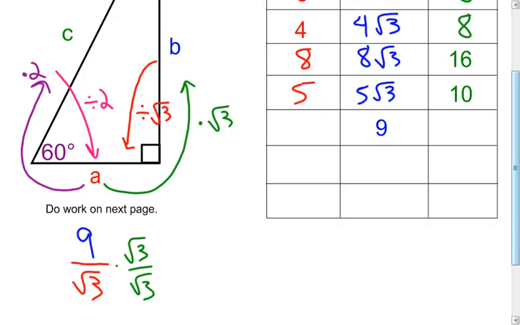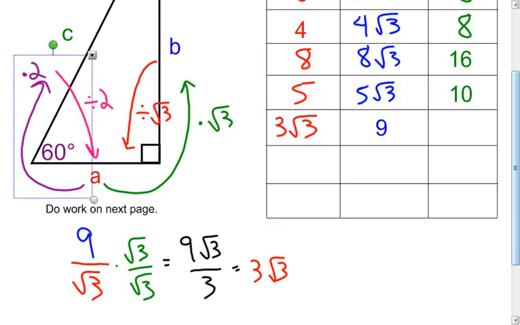Multiply by my form of 1. I'm going to find out my numerator is 9 root 3. My denominator is 3. That can be simplified, and I find out that my answer is 3 root 3. So if the long leg is 9, my short leg is going to be 3 root 3. And then, remember, if you know the short leg, all we have to do is multiply by 2 to get to the hypotenuse. Well, 3 root 3 times 2 is 6 root 3.